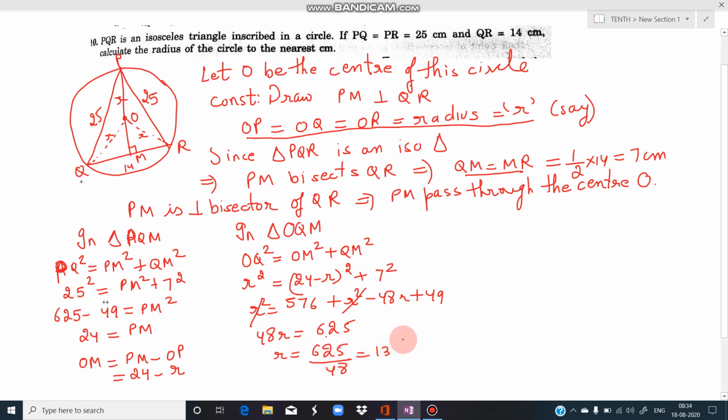You divide it, comes out to be 13 something. That is 13 1 by 48. So we have to write the answer to the nearest centimeter. So which will be the nearest centimeter? So ये 13 है, this is 13 1 by 48. तो ये nearest किसके है? 13 के या 14 के? 13 1 by 48 है. It is nearest to 13 or it is nearest to 14. So we can see clearly it is nearest to 13. Therefore the nearest centimeter will be 13 centimeter. This is the nearest centimeter answer.